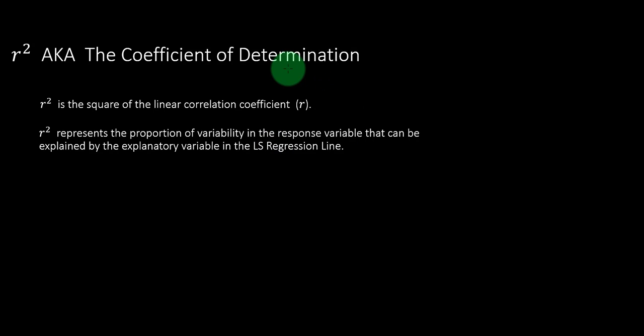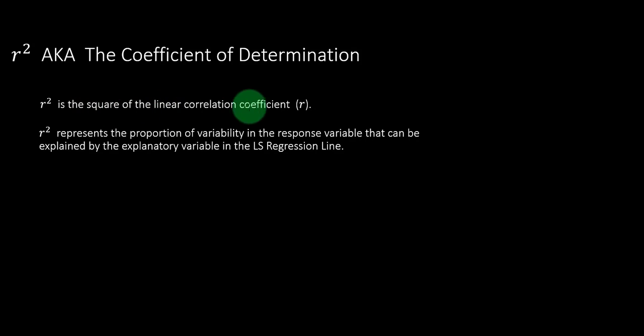In this video, we're going to talk about a diagnostic tool regarding the least squares regression line, and this is with a measure called R-squared. It has a more official name. It's called the coefficient of determination, but most folks really just call it R-squared.